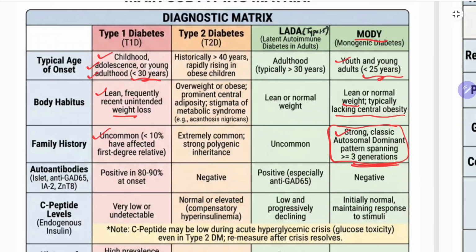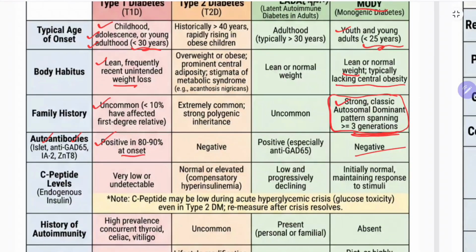Autoantibodies, like anti-GAD antibody, islet cell antibody, and anti-zinc transporter antibody, are present at onset in type 1, whereas these are absent in MODY. It is like type 2 diabetes, but it occurs in the young. C-peptide, a marker of endogenous insulin, is very low or undetectable in type 1 diabetes, whereas it is initially normal in MODY, maintaining response to stimuli. So we should remember this point.